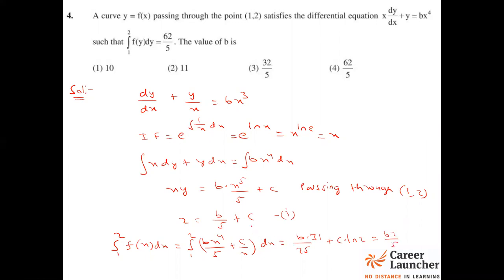Now we have two equations and two unknowns. Solving the two equations, we get c is equal to 0 and b is equal to 10. The question is asking us to find the value of b, which will be 10. I hope you know how to solve the two equations simultaneously. Let's continue. So the next one.